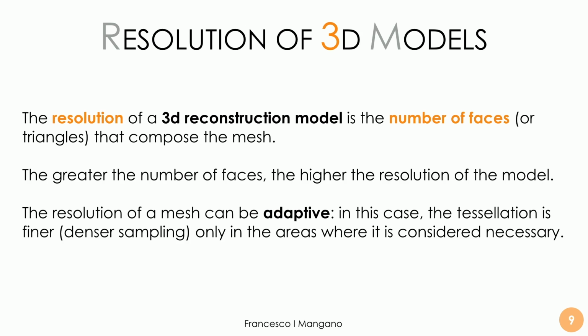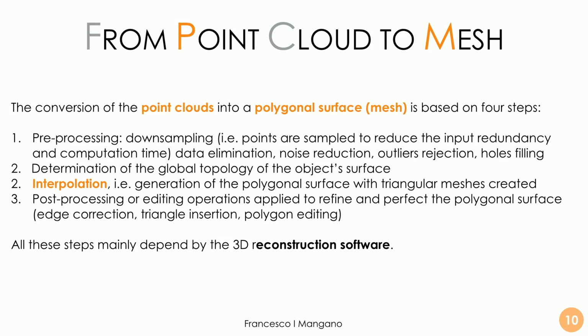And let me say that in our work, the best way is to have a mesh resolution that is adaptive. So the tessellation should be finer, with a denser sampling, only in the areas where it's necessary. For example, on the margin line of a prepared natural tooth, because it's more important to see well there. We need more triangles, we need a mesh that is denser there. The tessellation should be finer there. But on the wall of the abutment it is less important. We can have fewer and bigger triangles. So it's very important to have an adaptive resolution.